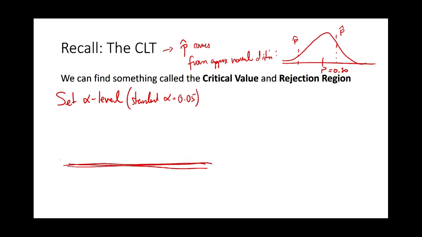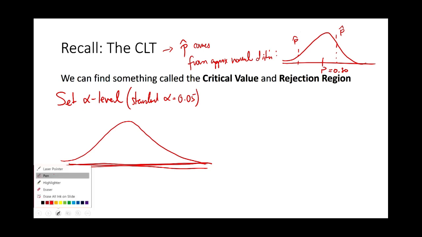In our case, we need to come up with... let me use a different color here. We know that eventually there has to be some cutoff, right? Because the claim is 80%, and eventually our p hats are going to get low enough that we're going to reject their claim. So we have to come up with this cutoff somehow, and the question is, how do we come up with that cutoff? And it's all based on the alpha level.